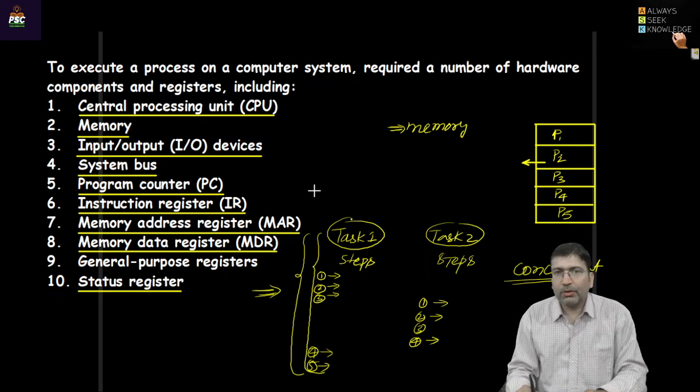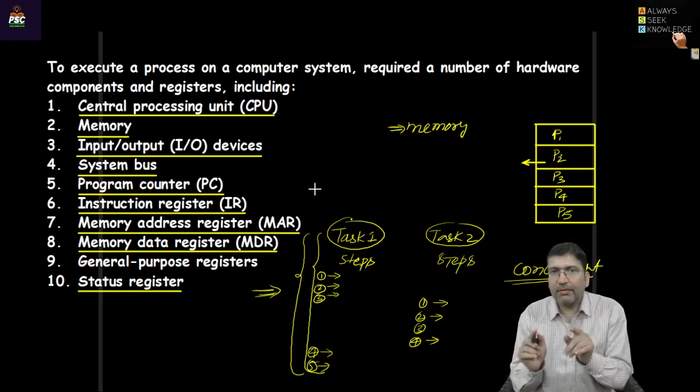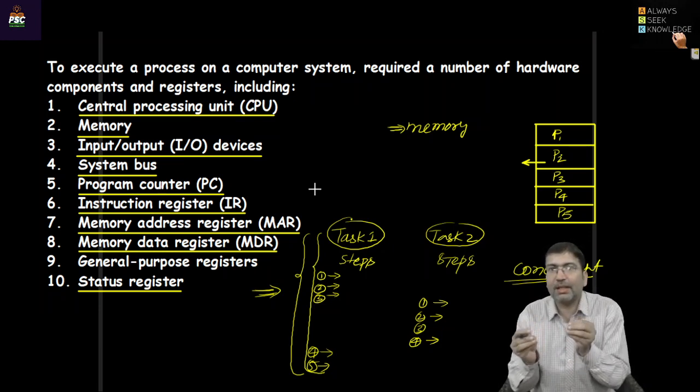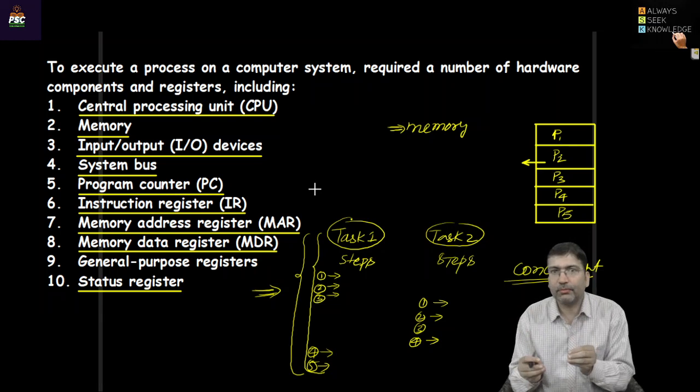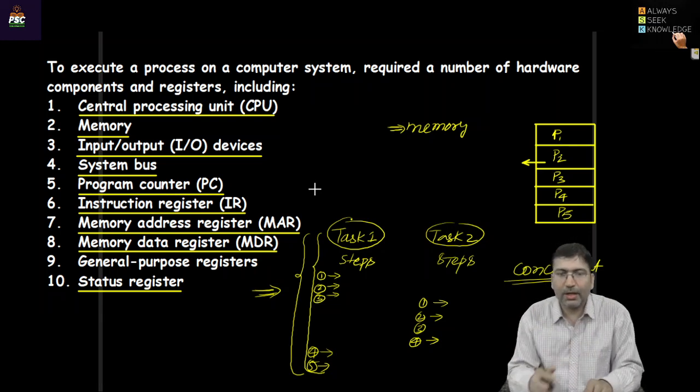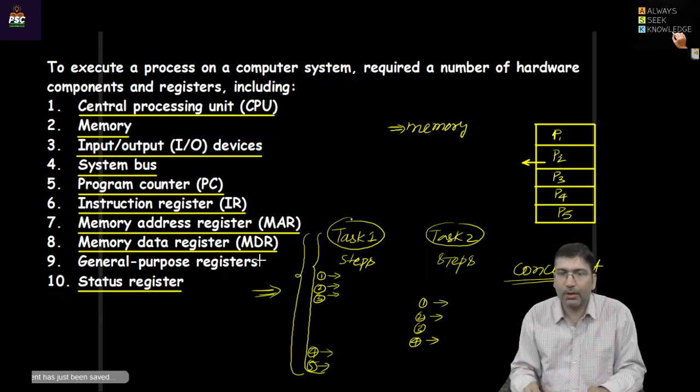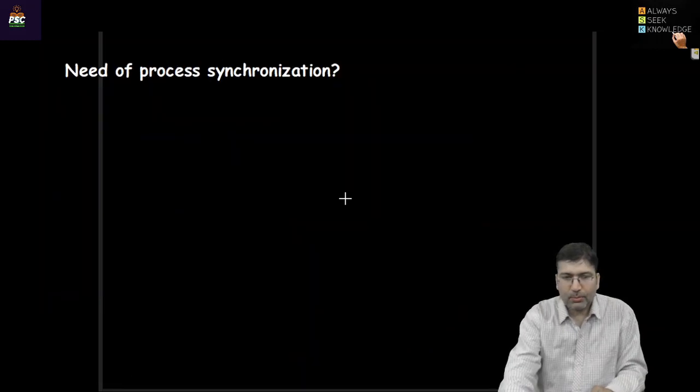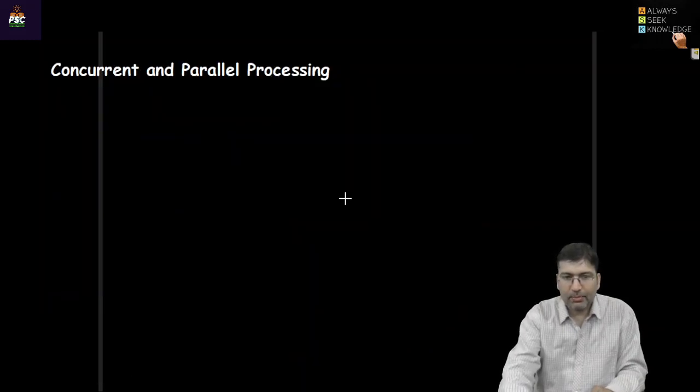So if there are multiple cores, at a time we can execute multiple instructions, because all those cores can be functionally independent of each other. They have the required hardware support. I hope you are getting it. So let's talk about concurrent and parallel processing.